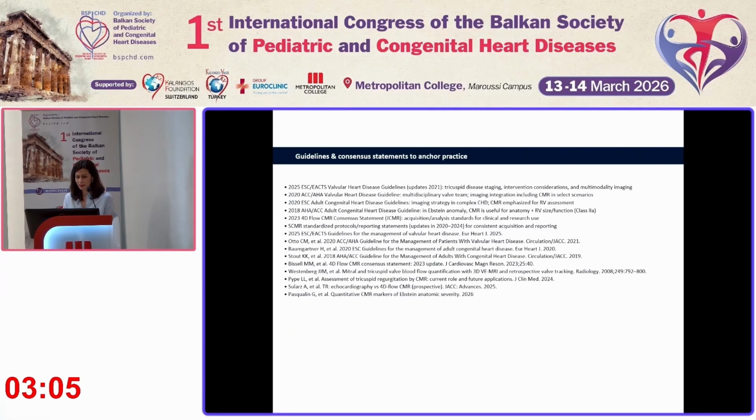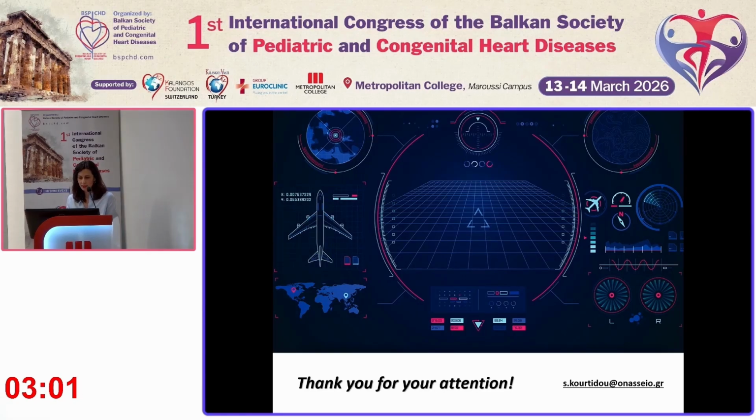These are the key guidelines and landmark papers supporting the role of CMR in tricuspid disease. And that was the end of my talk. It's becoming a navigation system, not just imaging for us.